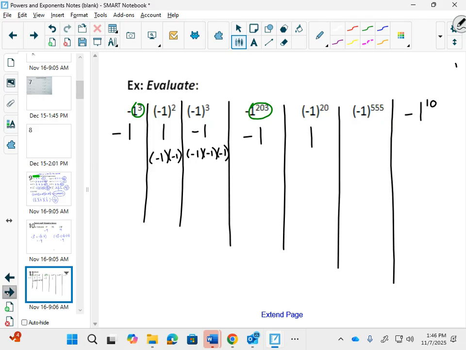What about this one? That'll be negative 1, because it's an odd number of times. And the last one is negative 1. Even though it's an even number, now that 10 just hits the 1, and that's equal to 1. And then you do the negative last, because order of operations says you multiply at the very end.